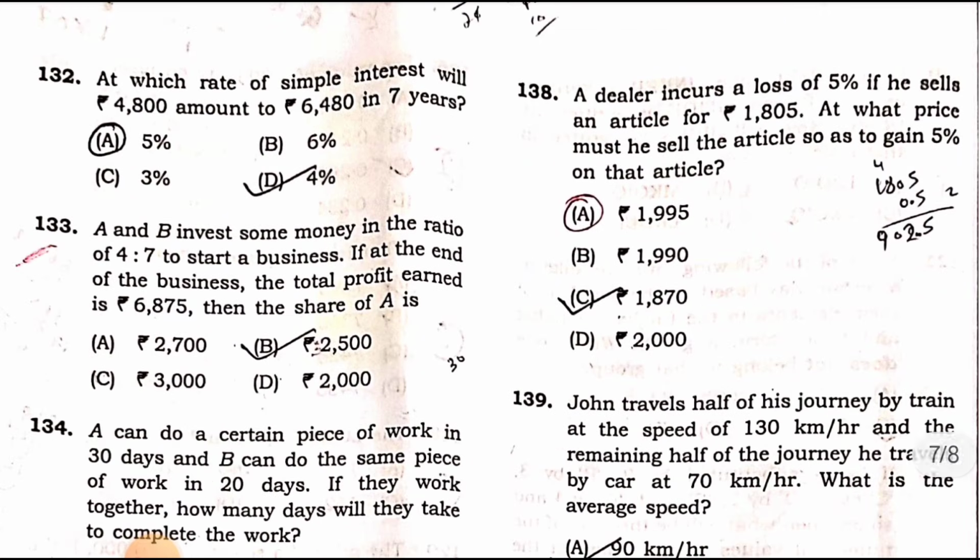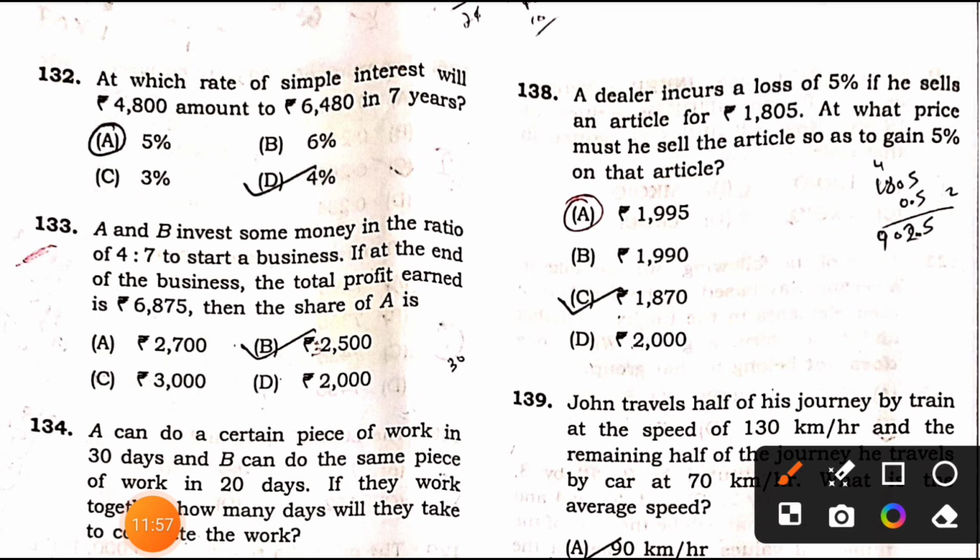At which rate of simple interest will 4,800 amount to 6,480 in 7 years? Correct answer is A, 5%. A and B invest some money in the ratio 4:7 to start a business. If at the end of the business the total profit earned is 6,875, then the share of A is... correct answer is B, 2,500.